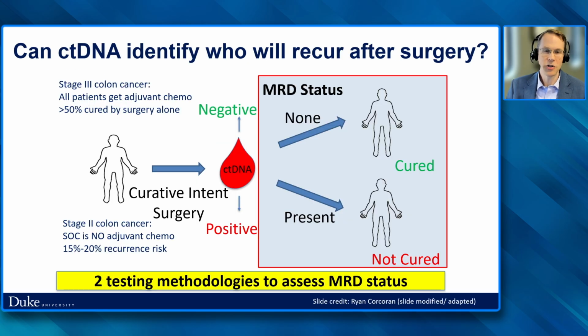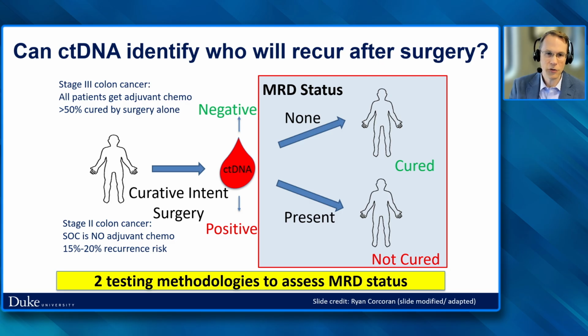And I'm a GI medical oncologist, so I see a lot of colorectal cancer. And for me, one of the most important questions that I have to face is taking a patient who has resected cancer and determining whether that patient is appropriate for adjuvant chemotherapy. If we look at the example of stage 3 colon cancer, the standard of care is for all patients to get adjuvant chemotherapy, and yet more than half of all patients were cured by surgery alone. So in that case, we're oftentimes overtreating patients.